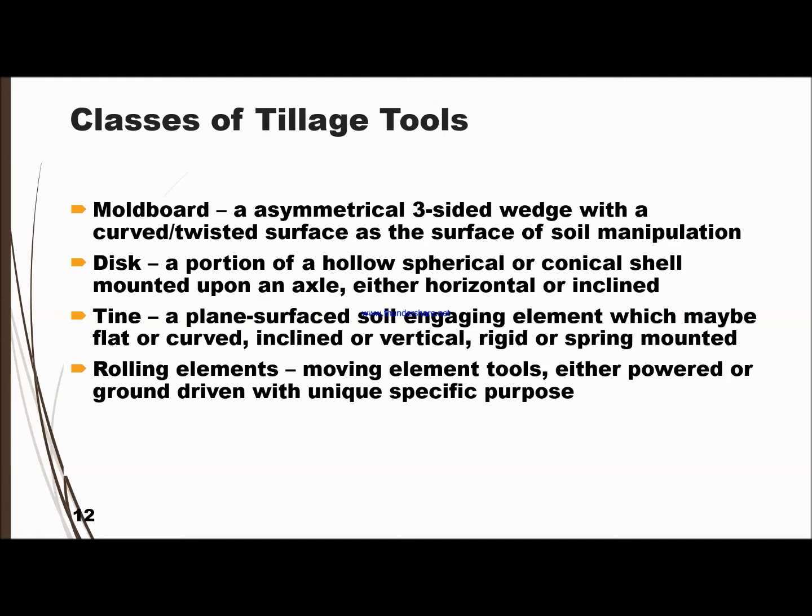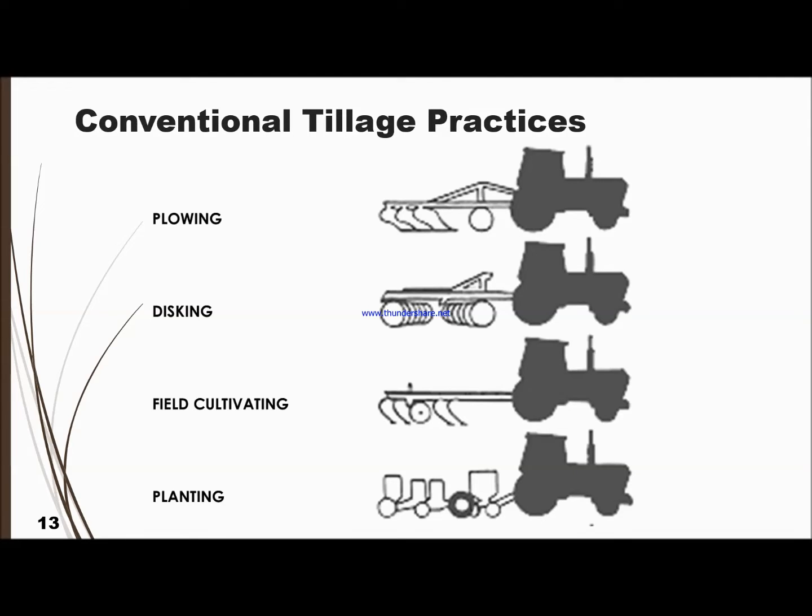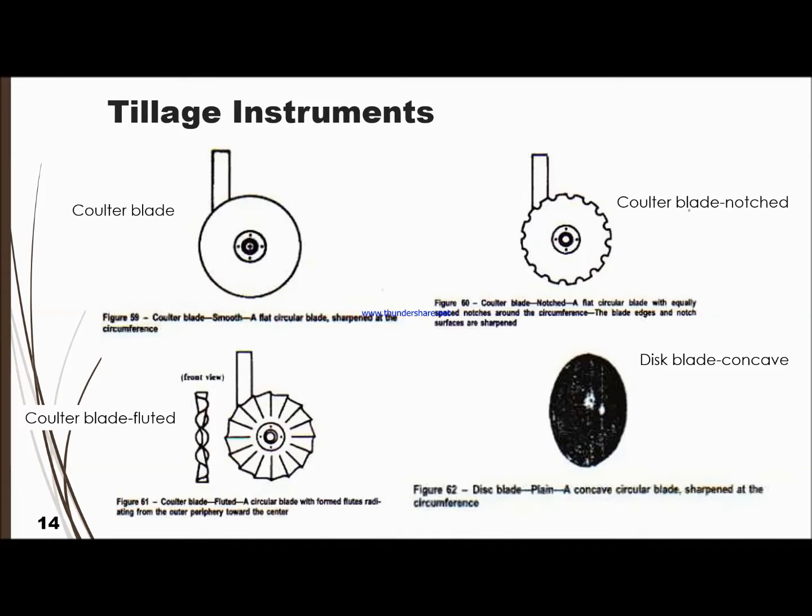Rolling element, a moving element tool, either powered or ground driven, with a specific purpose. And as an example, you have seen this a lot. Example of equipment at TPU. So we have plowing, disc, field cultivating, and planting. Planting is an example of the rolling as well as the mechanism to drop the seed. And so it's another example of a tillage instrument.